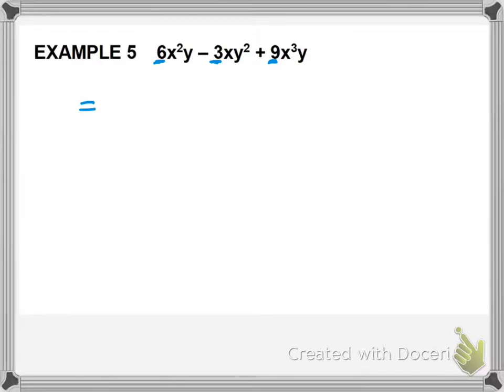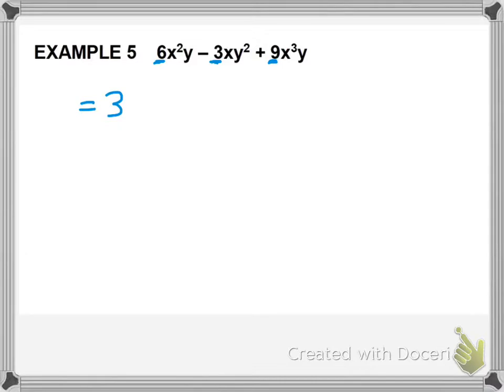Just leave the signs where they are and just pull out the actual number part. Okay, so let's look at 6, 3, and 9. Think about all the numbers that you can multiply together to make those numbers. I noticed that they all have a factor of 3. I can multiply 3 times 2 to get 6, 3 times 1 to get 3, and 3 times 3 to get 9. So I'm going to pull out a 3 as the number part of my GCF.